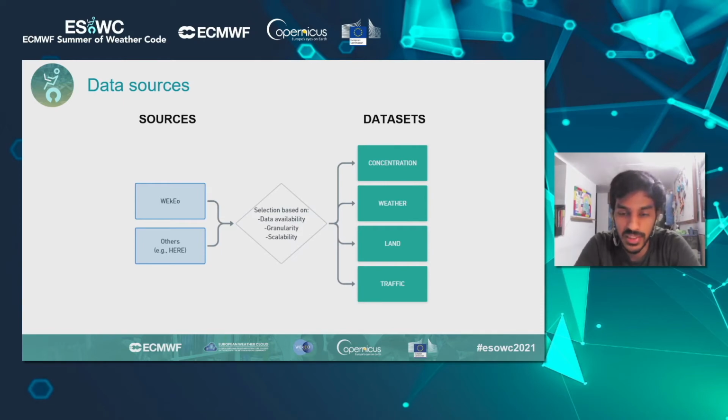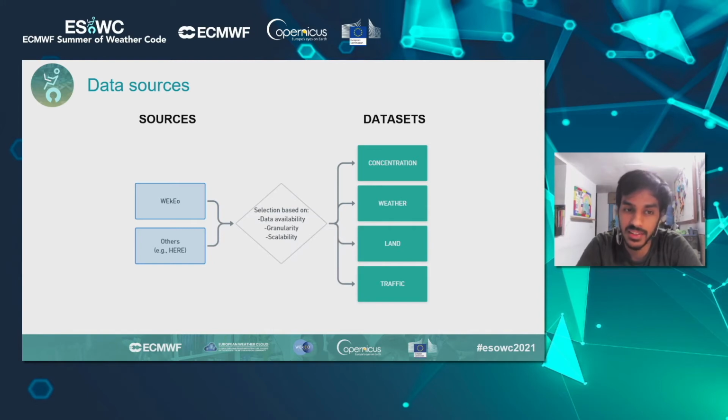So in the end, we select 4 final data sets to use in our model, which are the concentration of certain trace gases in the atmosphere, which is obtained from the CAMS global reanalysis and accessed through Wikio. Then we have weather-related parameters like wind, temperature, precipitation, etc., which is again obtained from and accessed through Wikio. Then we have land use and land cover data, which gives us information about different land use classes, which is obtained from the Corine land cover data set, and again accessed through Wikio.